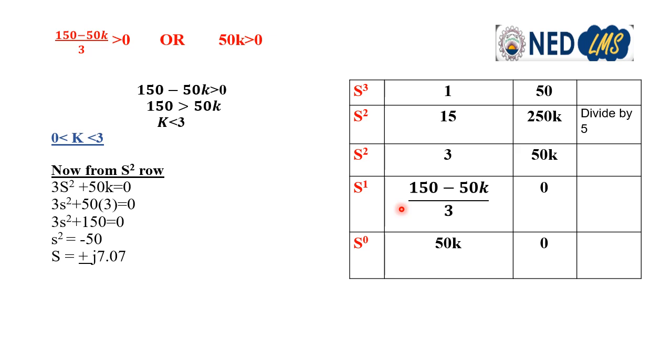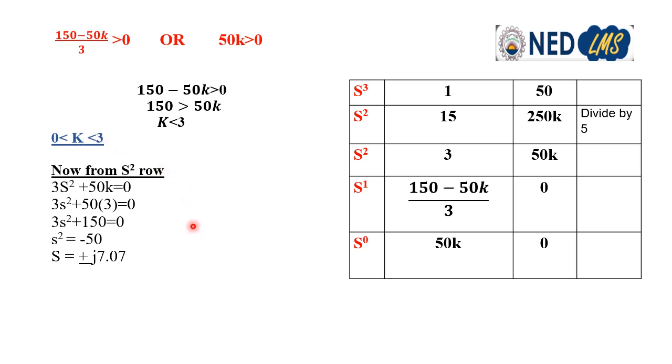To find the range of k from the s raised to the power 1 row, we know that 150 minus 50k upon 3 should be greater than 0, or positive, as all these terms are positive, and 50k should also be greater than 0. So 150 minus 50k upon 3 should be greater than 0, and when we simplify this, we get that k should be less than 3. And from s raised to the power 0, k should be greater than 0, as 50k should be greater than 0, or equivalently k is greater than 0. So when we combine these two ranges, we get that k is between 0 and 3. The range of k is between 0 and 3.